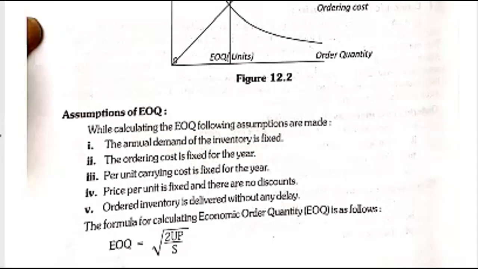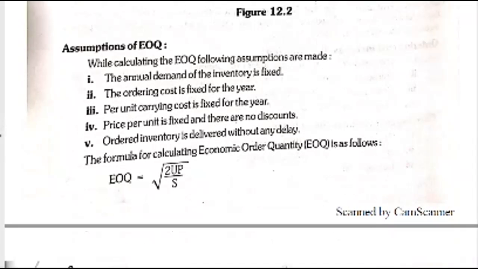Fifth assumption of economic order quantity is that as soon as you place an order, you get its delivery. There is no delay. You get the order without any delay. Now, this EOQ can be calculated with the help of a formula. What is that formula? EOQ is the square root of 2UP divided by S.